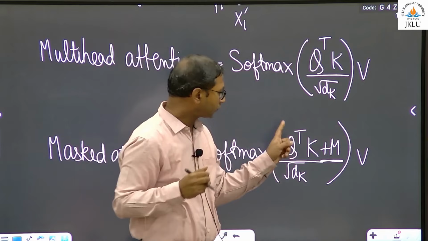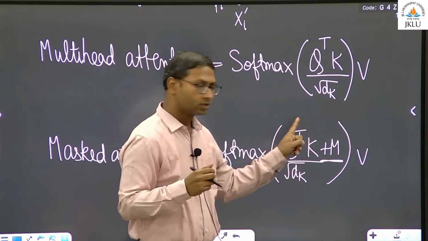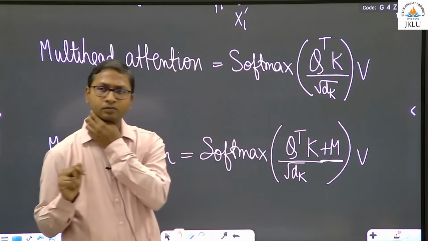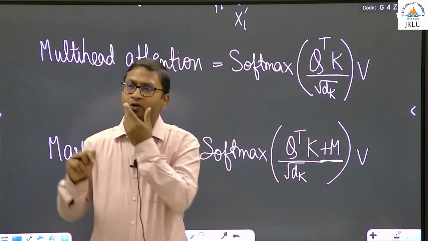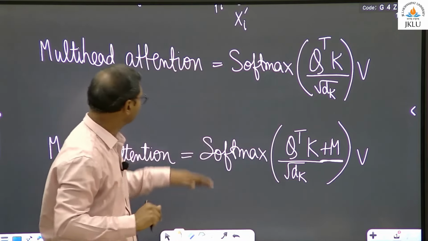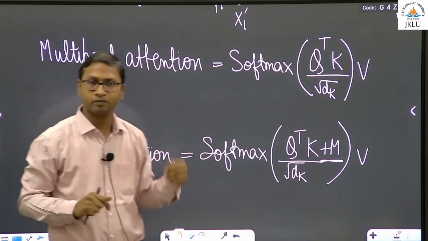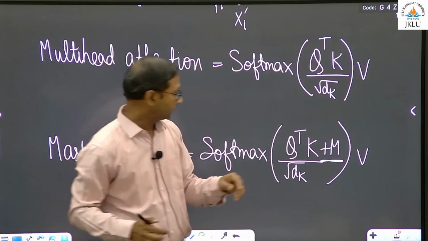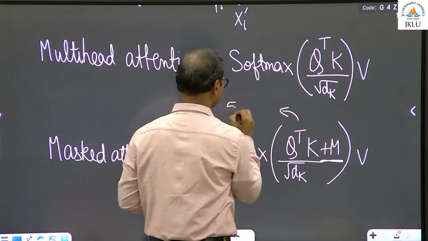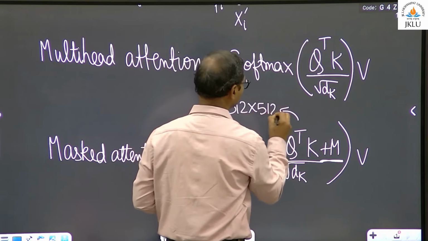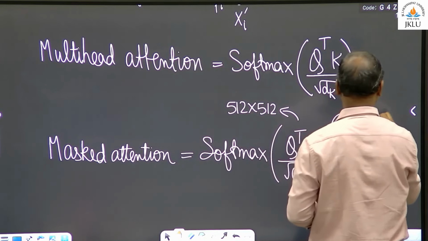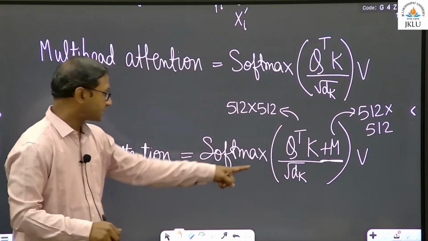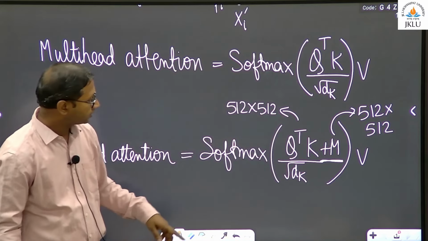So what was this whole thing? This whole thing, if I remember it right, was 512 cross 512. Check it out. Right, because you have to get 512 values for every input. So this was 512 cross 512, so m must be 512 cross 512. This guy is a scalar, so that's okay.